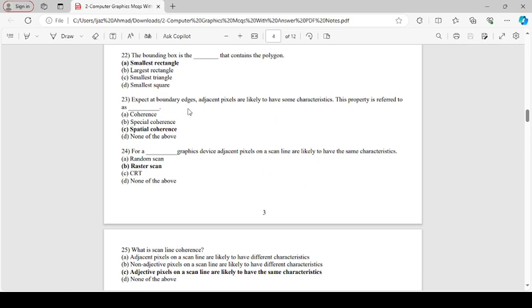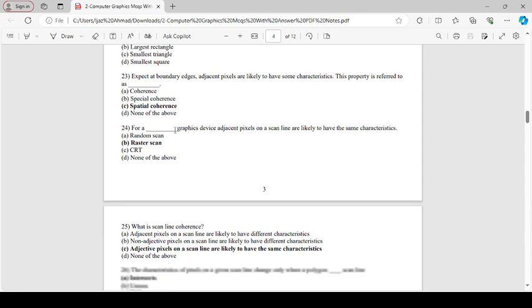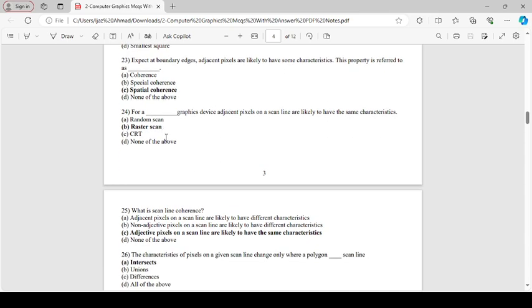Except at a boundary edge, adjacent pixels are likely to have the same characteristics. This property is referred to as spatial coherence. For a raster scan graphics device, adjacent pixels on a scan line are likely to have the same characteristics.